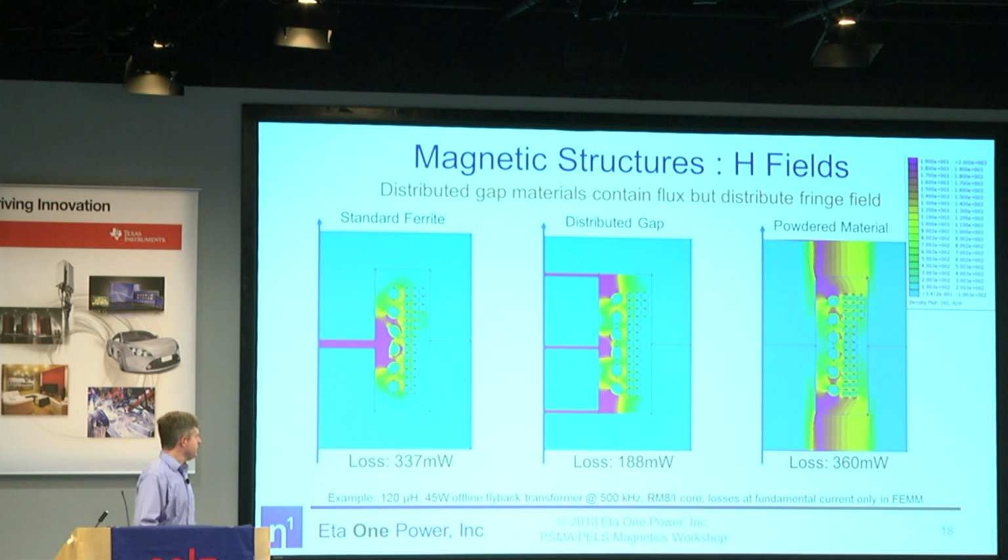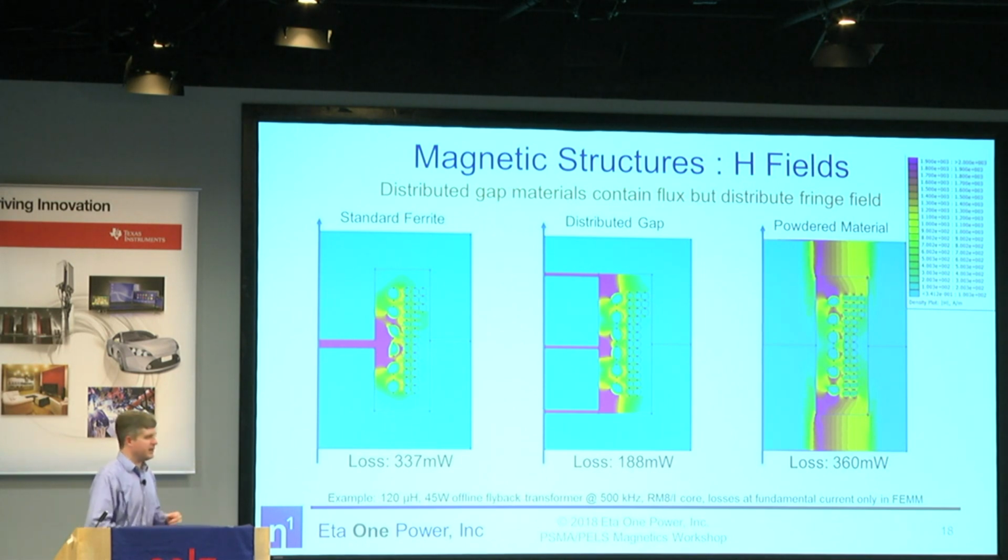So here are 3 different designs. This is a 45-watt flyback example. In our windings here with a single gap, we get a winding loss of 337 milliwatts. And this is simulated in FEMM, the free 2D FEA program. We can actually split the gap into 3 different segments. So this is a distributed gap. And some manufacturers are actually producing these and selling them for this purpose. Because each gap is smaller, the field extends less. And the loss is almost half, maybe about 60% of what we had originally.